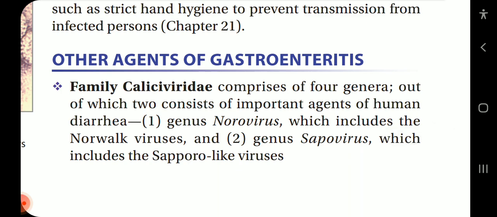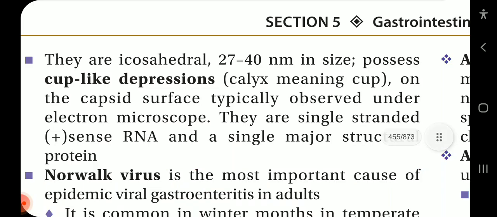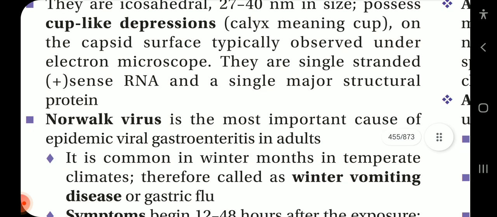Now, the other agents of gastroenteritis. Family Caliciviridae comprises 4 genera, out of which 2 consist of important agents of human diarrhea: genus Norovirus, which includes the Norwalk virus, and genus Sapovirus, which includes Sapporo-like viruses. They are icosahedral, 27 to 40 nm in size, and possess cup-like depressions, calyx meaning cup, on the capsid surface, typically observed under the electron microscope. They are single-stranded, positive sense RNA viruses with a single major structural protein.